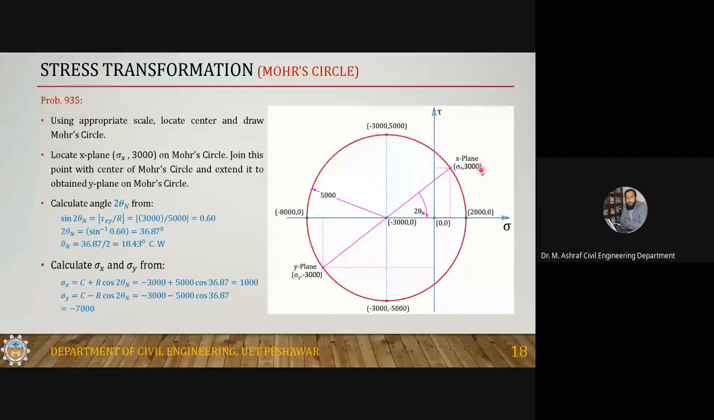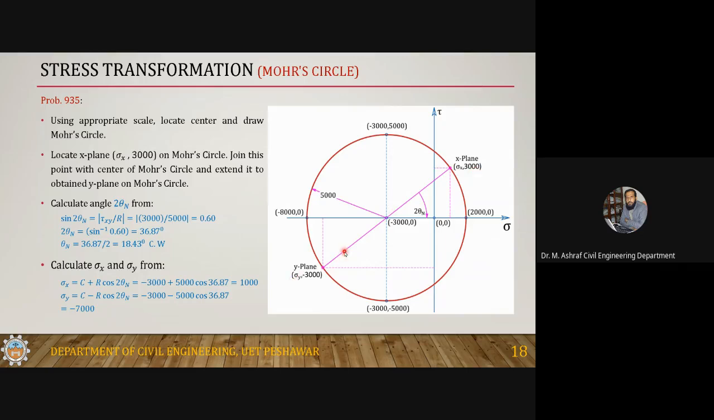On the X plane, 3000 is known, sigma x is not known. So on the same scale, you select this 3000 and draw a horizontal line, and it will intersect the circle at this point. Join this with the center of the circle and extend it to the other side, and you will get the Y plane. On the Y plane, sigma y is still unknown, but the shear stress should be minus 3000, since this one is plus 3000.